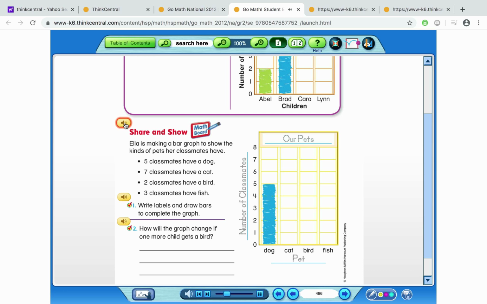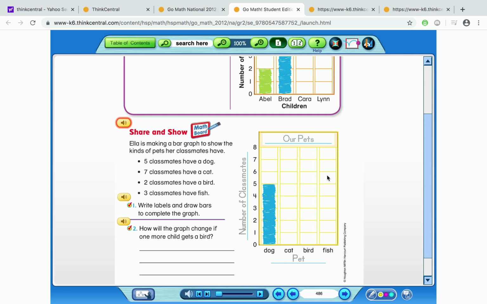Ella is making a bar graph to show the kinds of pets her classmates have. 5 classmates have a dog. 7 classmates have a cat. 2 classmates have a bird. 3 classmates have fish. All right, so you're going to make sure that this information here matches your bar graph.